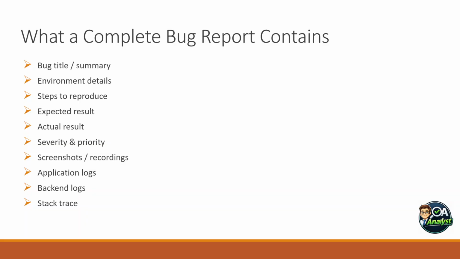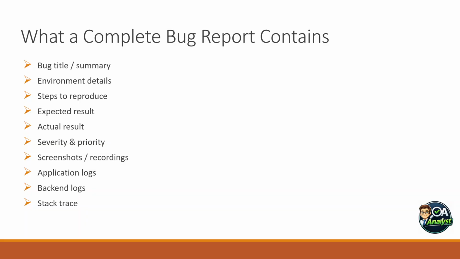The next is screenshots and recordings. So screenshots and recordings act as visual proof. They reduce arguments, improve clarity, and speed up the fixes. So whenever possible, always attach screenshots and recordings as evidence, and also whatever test evidence or other documents you have, you can attach to the particular defect in the defect tracking tool.